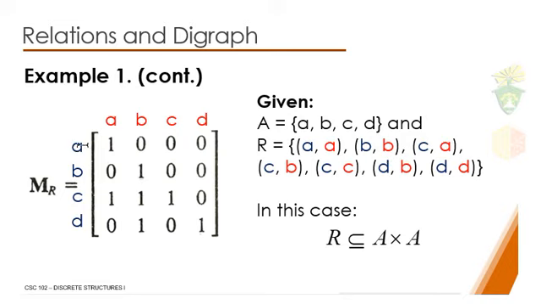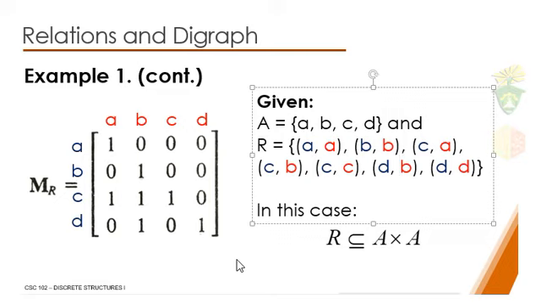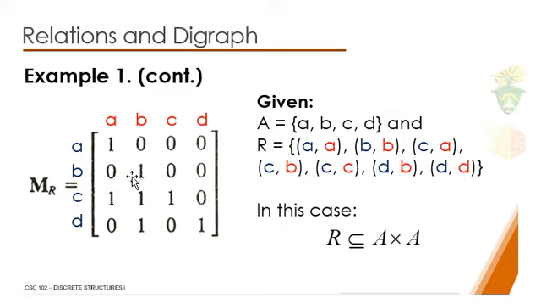Now, do we see A, C, or is A related to C? Based on the relation, A is not related to C, so it is 0. Is A related to D? Still none. Notice that the 1s are based on the given relation. If it is in R, the given relation, the matrix indicates it with a 1.